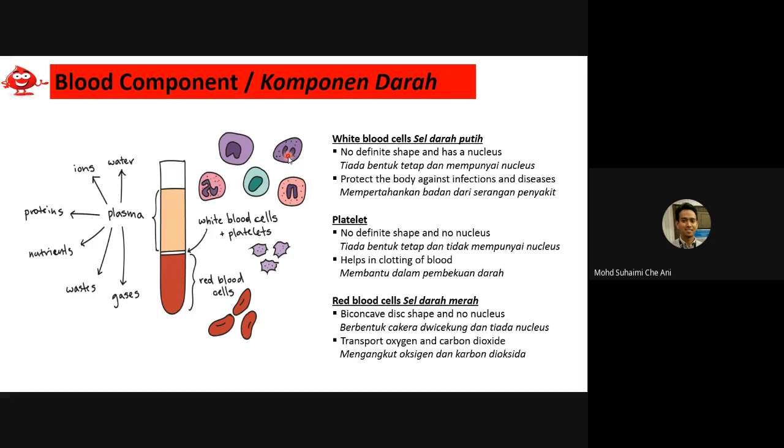Okay, the function of the red blood cell itself is to carry oxygen and carbon dioxide. We need oxygen to oxidize the glucose in order to get the energy. As for the white blood cells, their function is only to protect the body against infections and disease. So which one is more important, red blood cell or white blood cell? The red blood cell is more important because they carry the most important substance, which is oxygen. That's why the red blood cell quantity is higher inside the blood.